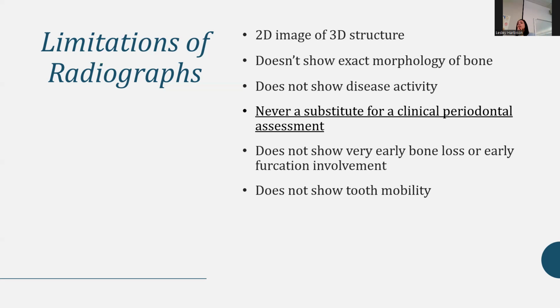It does not show very early bone loss or early furcation involvement. And I want to stress very early, because it does sort of show early bone loss. Where that line is, it's hard to verbalize, but somebody can start to be losing bone and you may not see it radiographically. And then they hit that line of change or severity where all of a sudden you can start to see it. You start to see maybe a slight moth-eaten appearance, or loss of the lamina dura. So it's hard to define a line, but you can certainly not see it, and it could be happening. It could be starting.